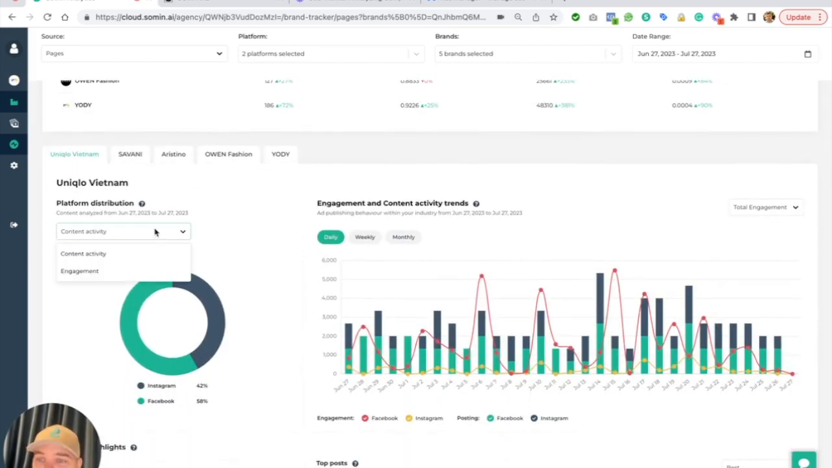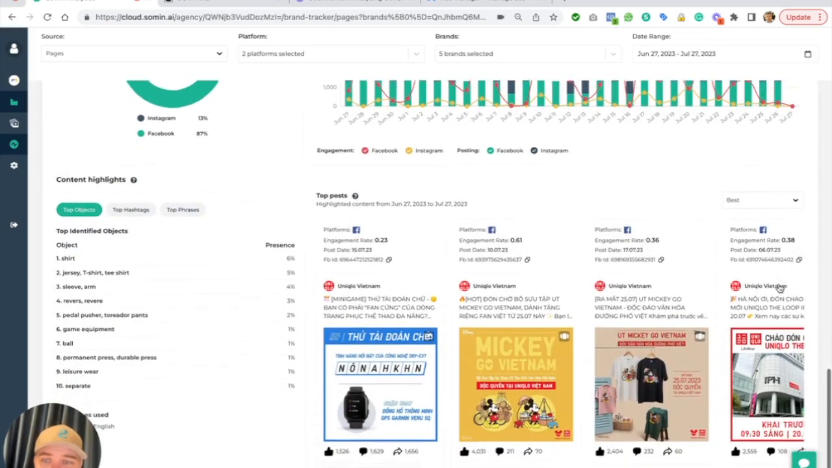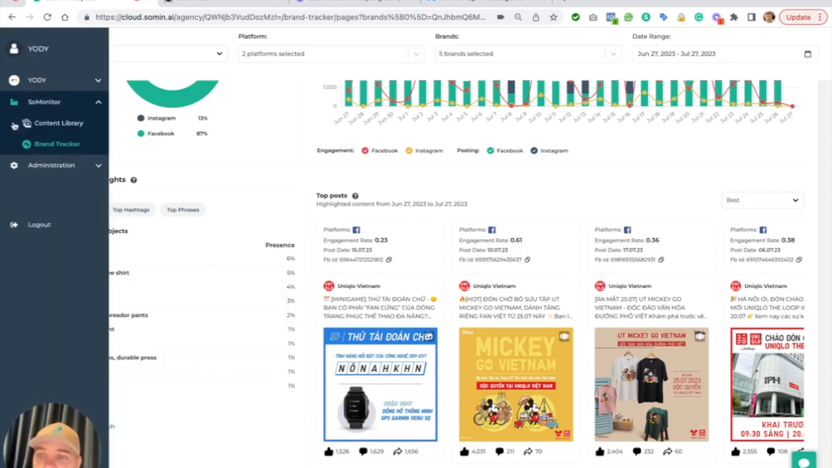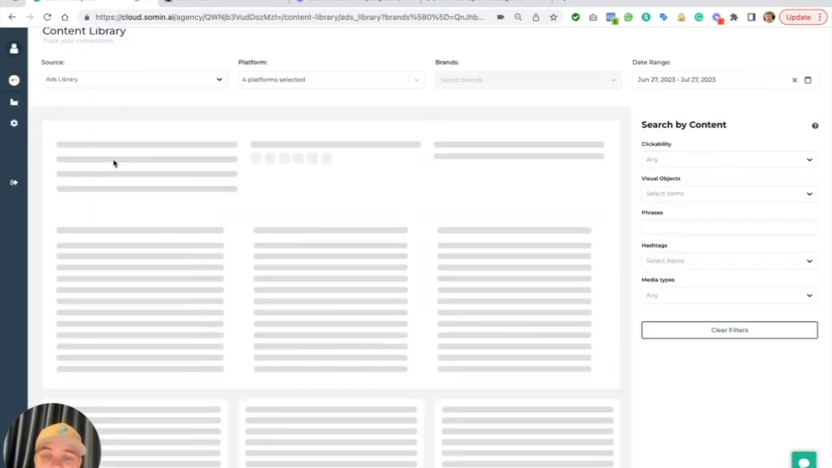You can also compare them individually. For example, see the engagement rates of Uniqlo and which content worked best for them. The platform is not just analyzing the textual data, but also analyzes the visual data. So you can see that Uniqlo is very much focused on the shirts, and you can display all the content related to this. Let's move to Content Library, and here I'm going to talk about the paid content.